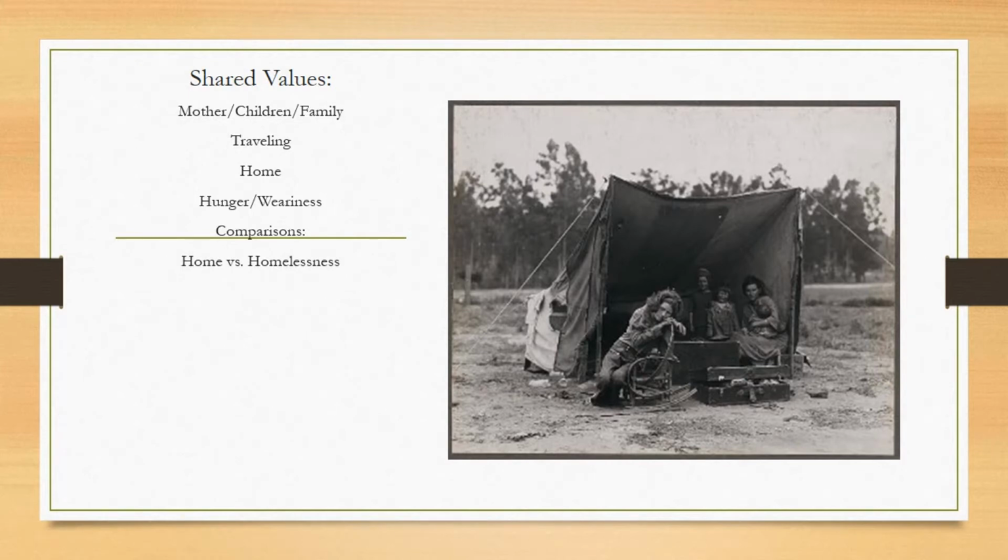Home, which would be a nice, sheltered, solid wood home, as opposed to homelessness, which is just, in this case, a tent. Another comparison might be the family dynamics. There's not a dad here, so that's a comparison. Dad off at work, or dad having gone away forever. Another comparison could be the missing father. So those are just some inferences that we made about what the comparisons in the photo could be.